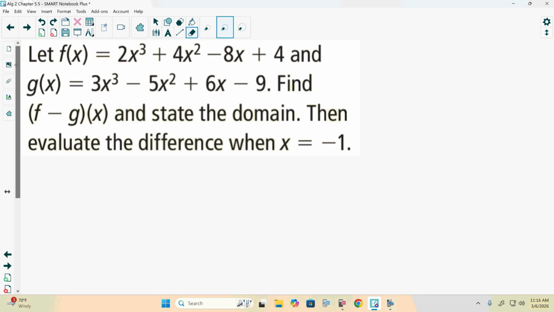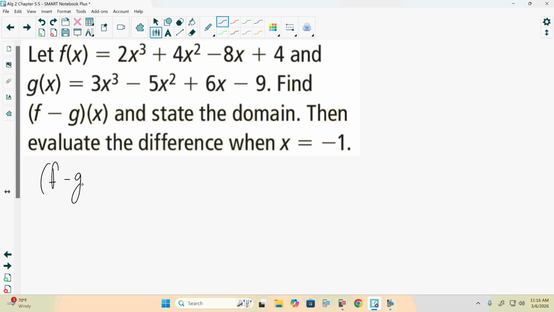f of x is 2x cubed plus 4x squared minus 8x plus 4. g of x is 3x cubed minus 5x squared plus 6x minus 9. Find f minus g of x and state the domain. Not worried about that, but we want to evaluate when x is negative 1.